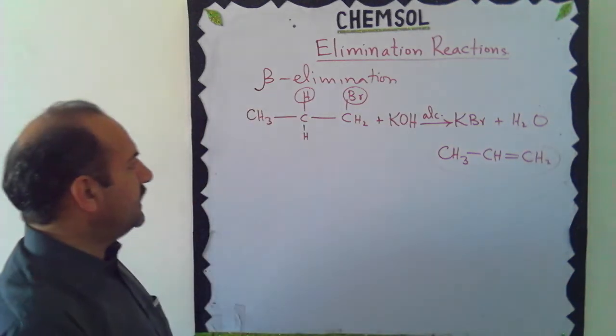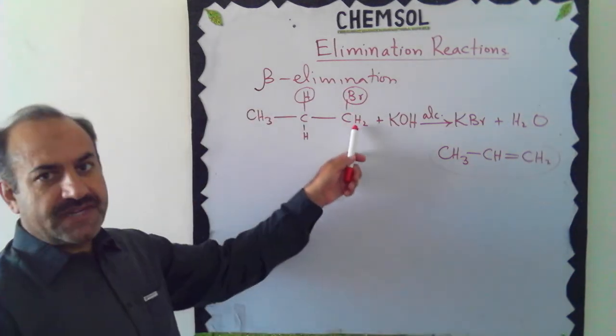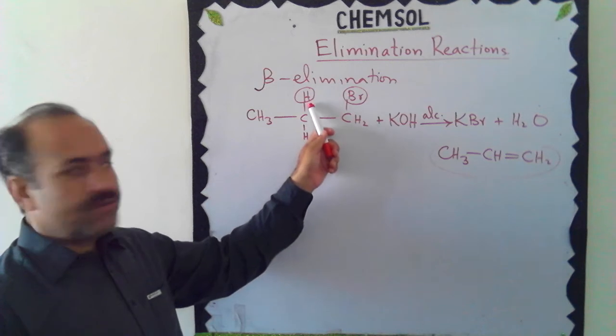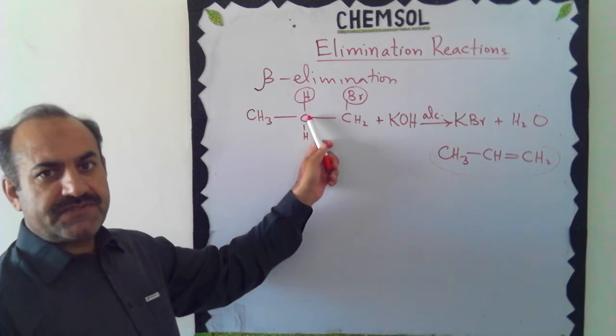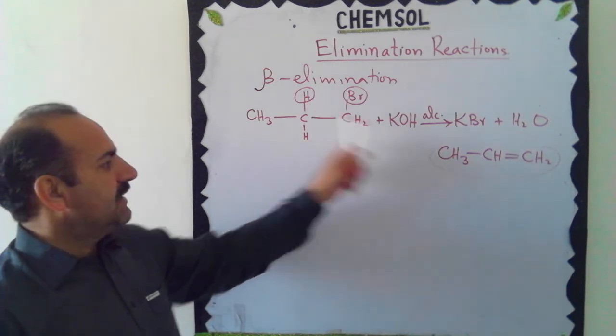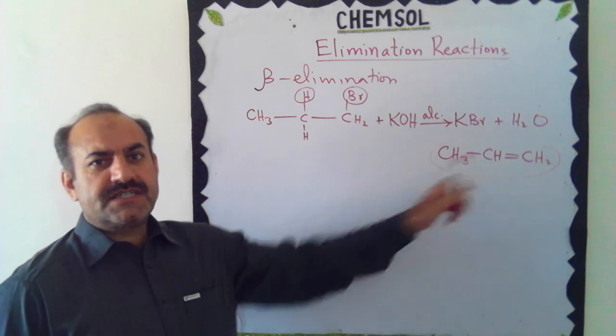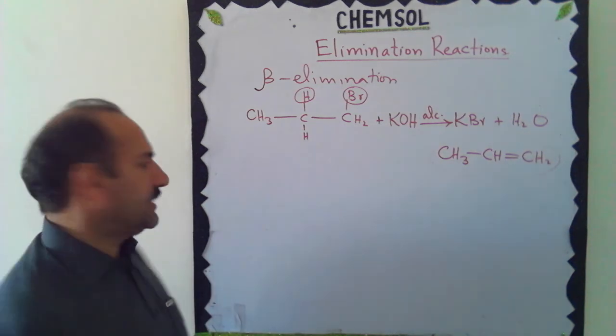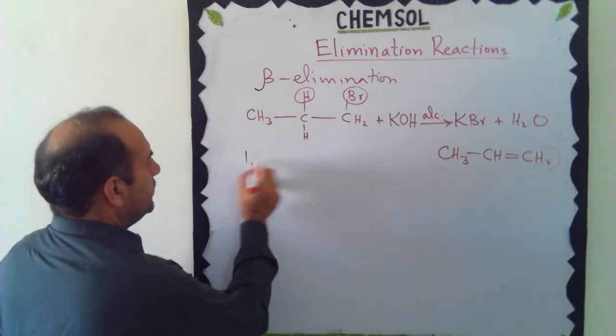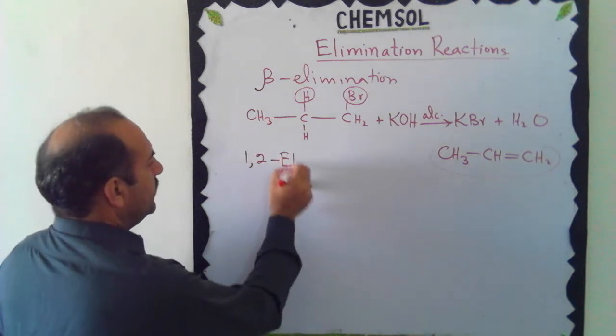So we can see that bromine is eliminated from this carbon while hydrogen is eliminated from the adjacent carbon, and a double bond has been created. This kind of process is called beta elimination. Similarly, it is called 1,2 elimination.